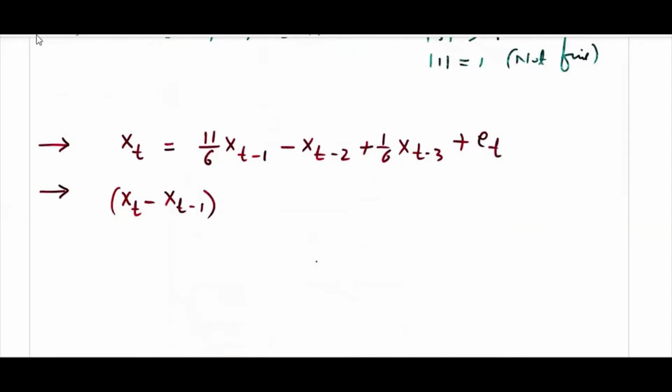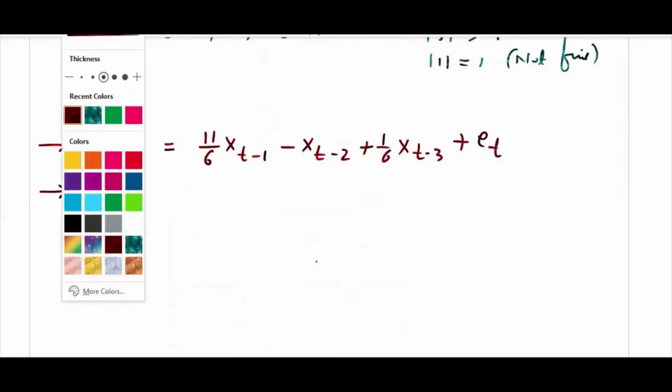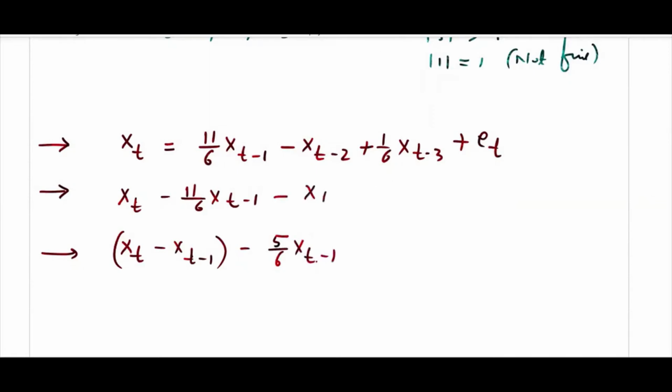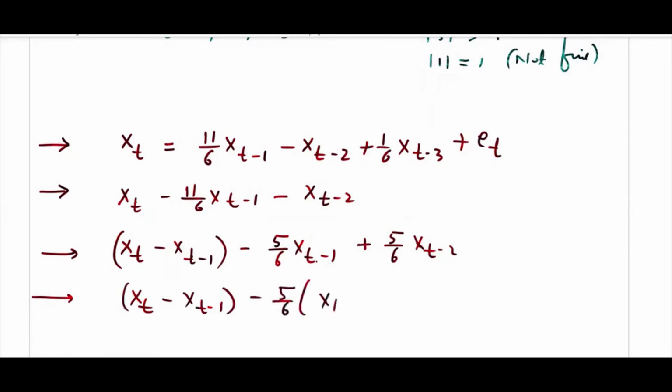We want this way. So if you want to get this, we'll try to take everything to the left hand side. Minus 11 upon 6 X_{t-1}. And then you write X_{t-1}. Then if you see, you will have 5 upon 6 X_{t-1}. And if you see the second term, we have X_{t-2}. We need 5 upon 6 X_{t-2}. Plus, okay. Now you check that we have X_{t-1} and then minus 5 upon 6, X_{t-1} minus X_{t-2}.